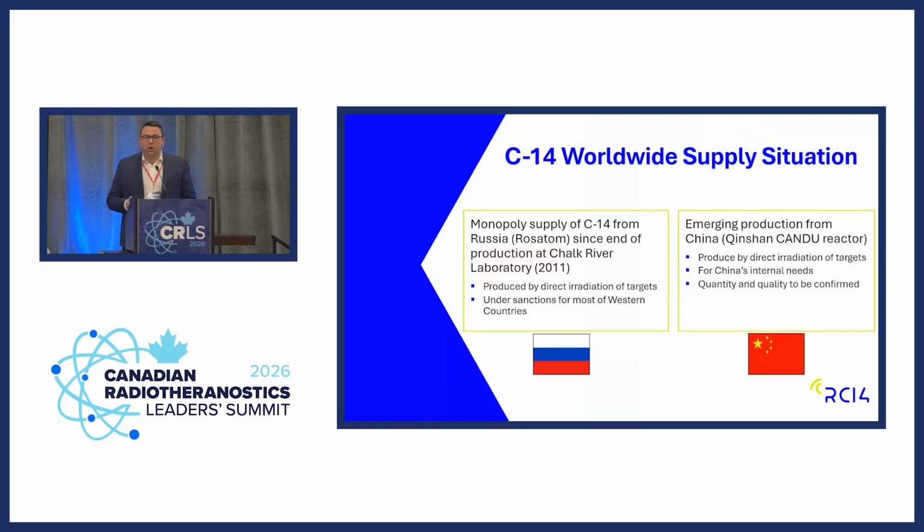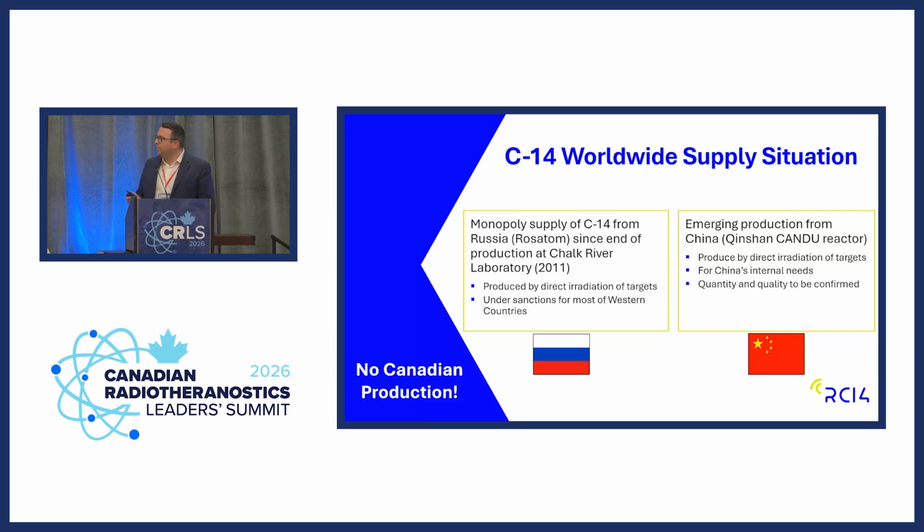However, the worldwide supply is in struggle. Since the Chalk River reactor closed, the C14 production is a monopoly from Russia. As you can imagine, these days it's very problematic to get Russian isotope across the different countries who use it. There's been a start of production in the Qinshan reactor, also in China, but mostly for internal use of that substance for the regulatory approval and not necessarily across the world. So our project is to bring back the carbon-14 production in Canada.